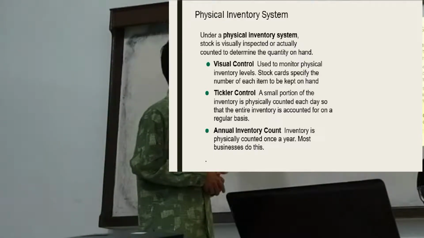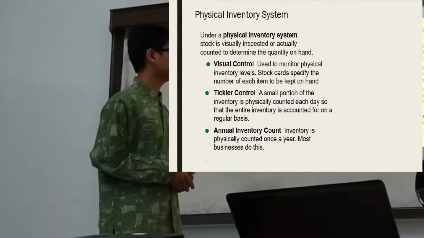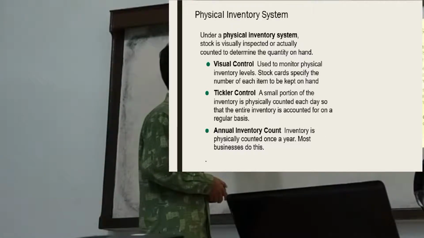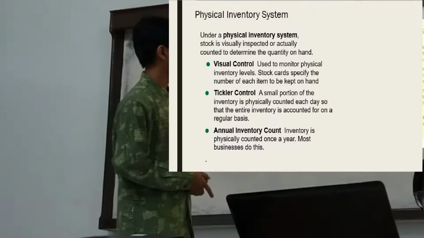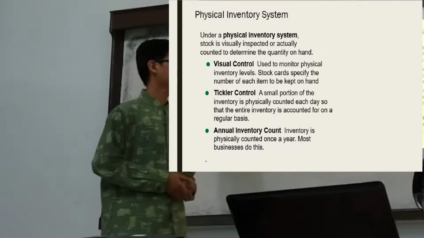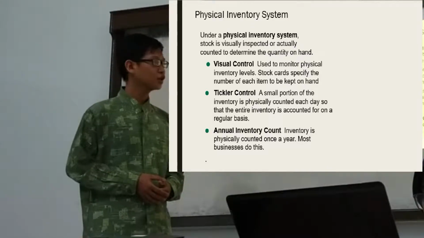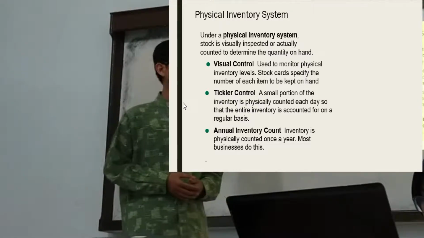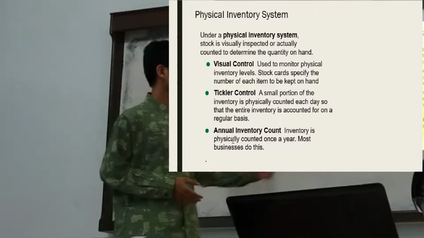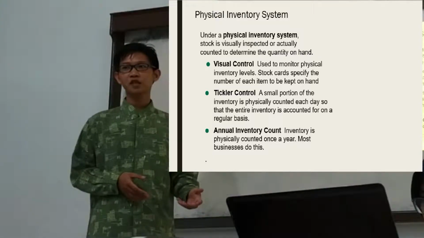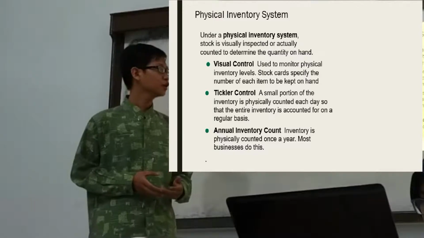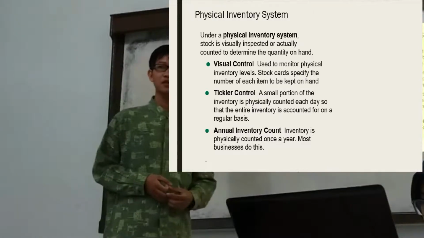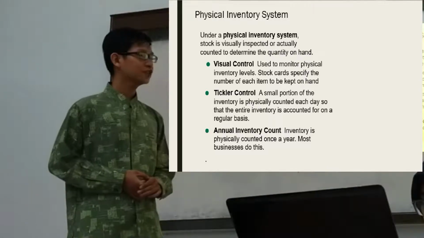And the second is particular control. A small portion of the inventory is physically counted each day, so that the entire inventory is accounted for on a regular basis. So in here, we control on a regular basis. And the third is annual inventory count. Inventory is physically counted once a year. Most businesses do it. So annual inventory count is based on time.